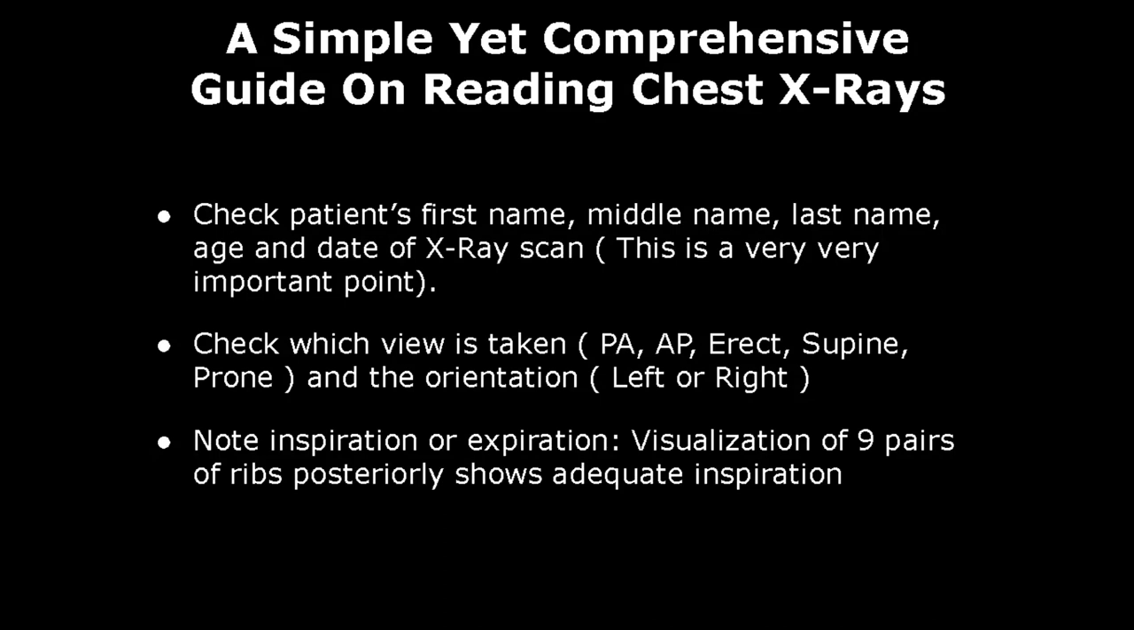The next point is to check which view is taken, whether it is PA, AP, supine or prone, and also check for the orientation. Determine which side is the right and which side is the left side. Visualization of 9 pairs of ribs posteriorly tells us that the x-ray scan has been taken properly and there is proper inspiration by the patient.